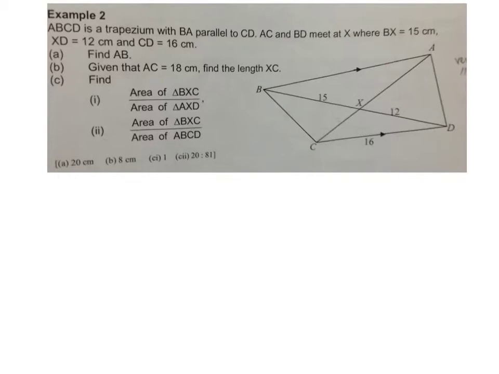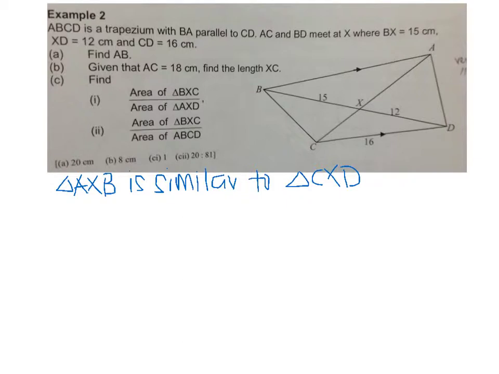Okay, let's take a look at example 2. We have ABCD is a trapezium and BA is parallel to CD. So you see if there are parallel lines and you can see there's a vertically opposite angle, this is the shape of a butterfly that we have. So we know that triangle AXB will be similar to triangle CXD. Okay, so these two triangles are similar.